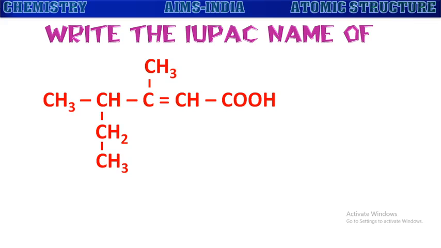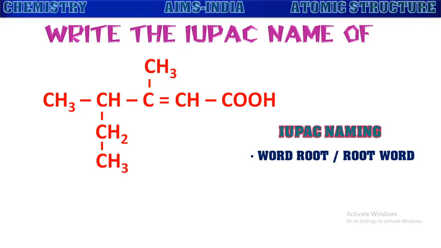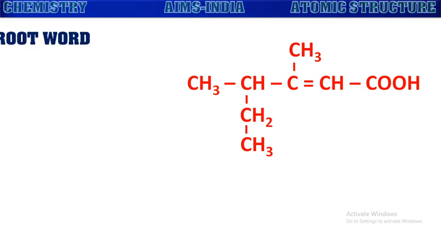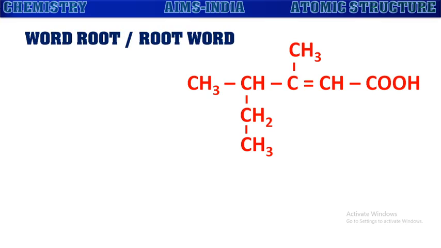Naming of any hydrocarbon can be divided into 4 simple parts to understand very easily. Those are word root or root word. Second one, primary suffix. Third, secondary suffix. And last, prefix or prefixes if there are more than one. First, let us say about word root or root word.